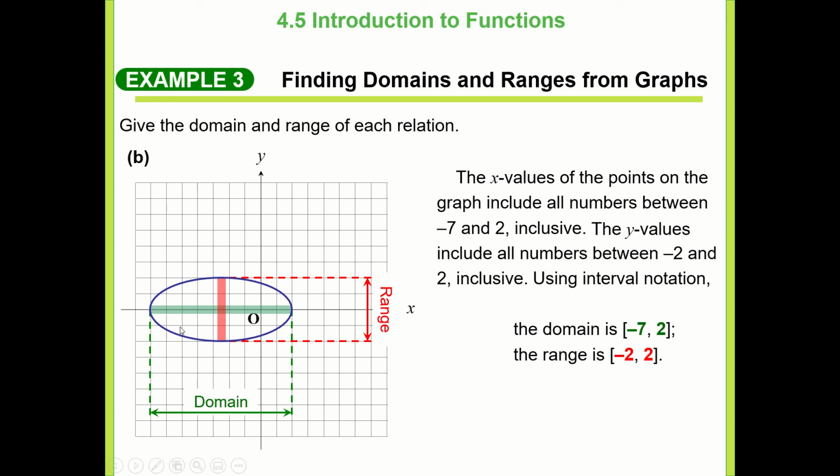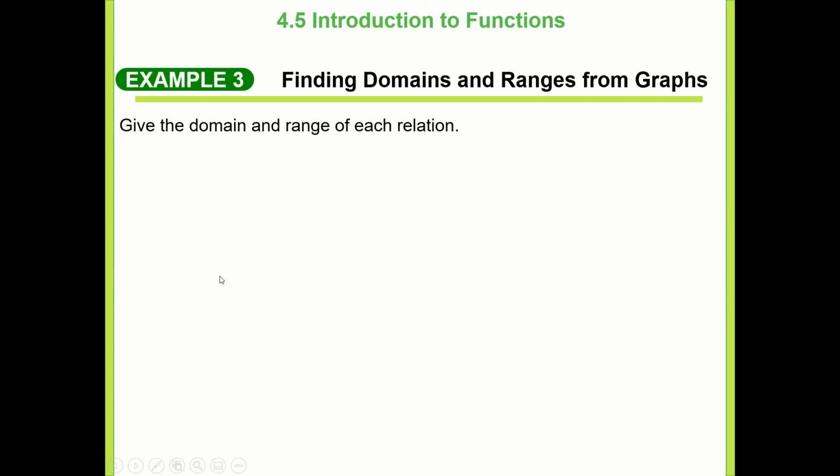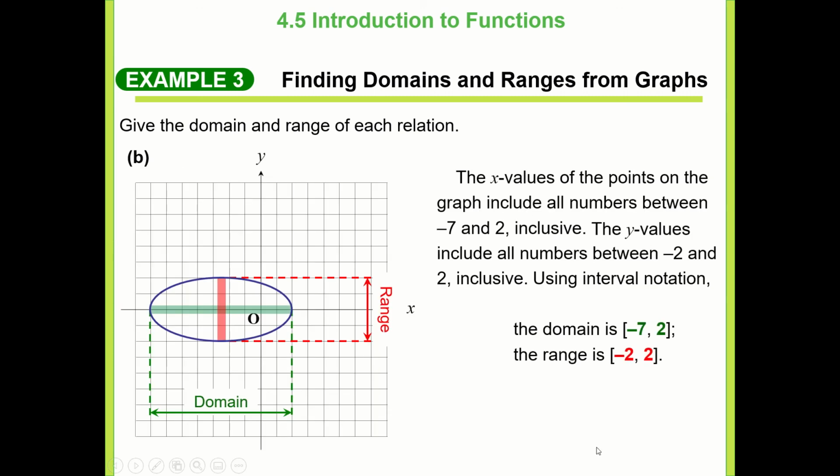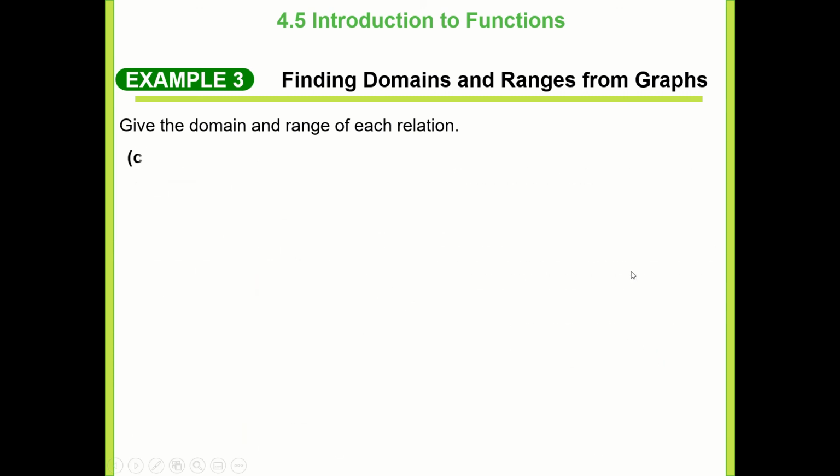So the rule is here. Now for this domain, if you calculate the points, it's -7 and 2. Okay, -7 and 2 is the domain. These are the X values, and the Y values are from -2 to +2. And now it's not a function.